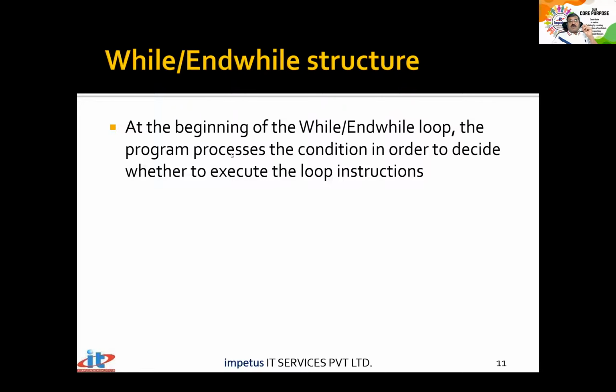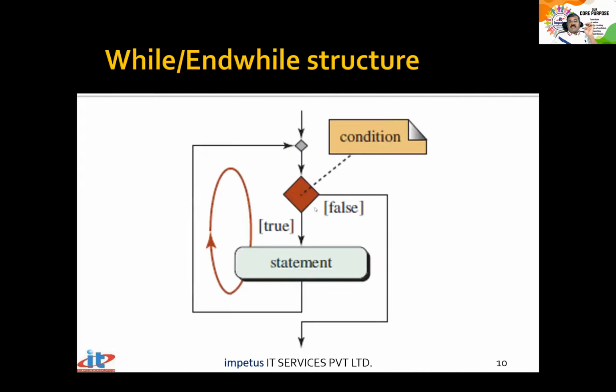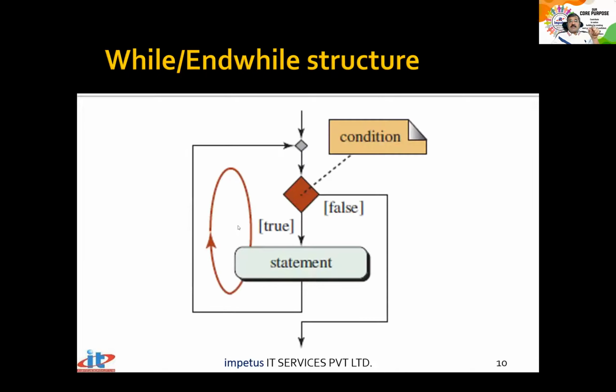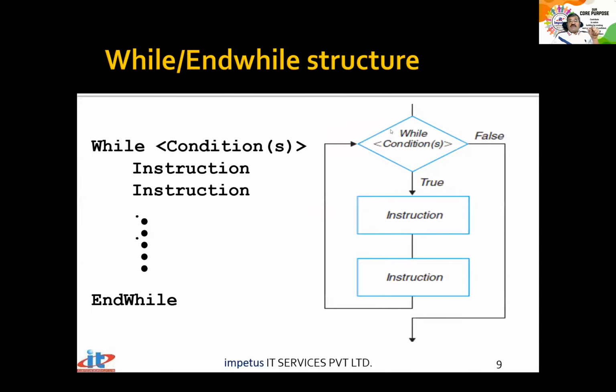At the beginning of while loop, the program processes the condition in order to decide whether to execute the looping instruction. That means at the beginning itself, it will check for this condition. And the result of the condition will decide whether to execute the statements present inside the body of the loop. When the result of the condition is false at the start, the instructions in the loop will not be executed. That means if the first time we are checking the condition it is false, what will happen? Control will directly jump over here, meaning these instructions may not get executed.